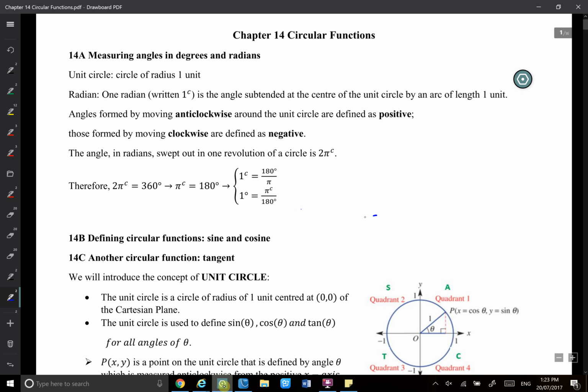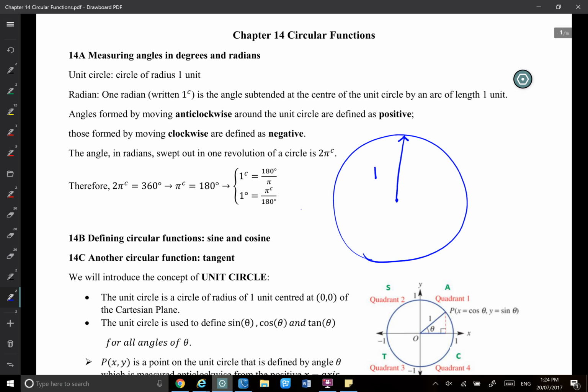The definition for radian will be different. Let's have a look at the definition. Before we talk about radian, we think about the unit circle. What is a unit circle? A unit circle is a circle with radius of 1 unit. We have a circle, and the radius R is 1. That's a unit circle.